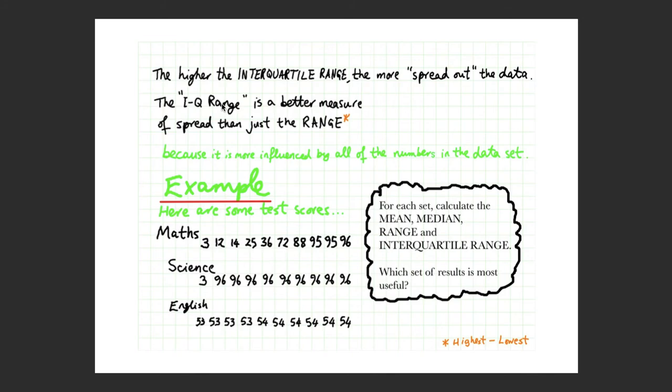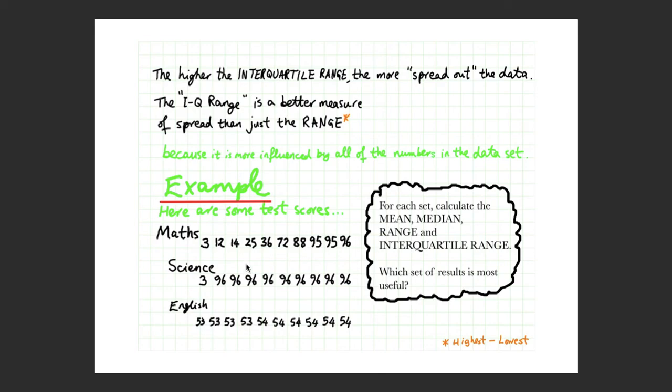The interquartile range is a better measure of spread than just the range, and there's a little star there reminding you that range is highest minus lowest, because it is more influenced by all of the numbers in the data set. Example. Here are some test scores: maths, science, English, and then I want you for each set to calculate the mean, median, range and interquartile range. Which set of results is most useful?